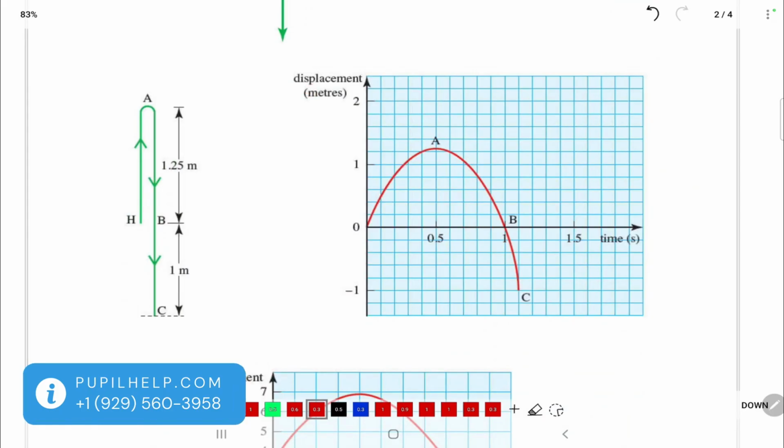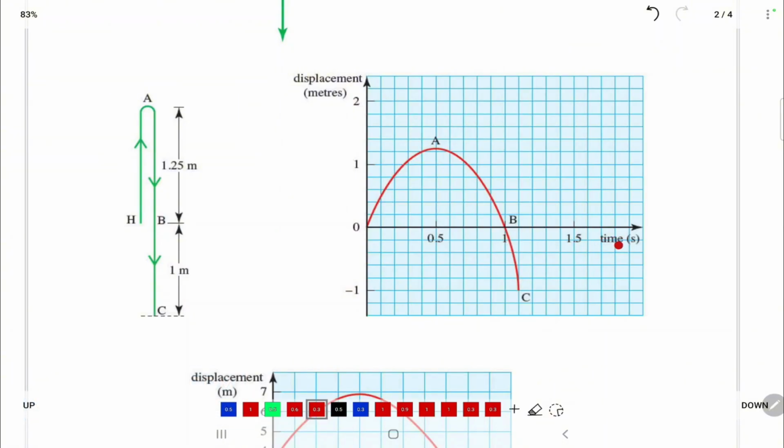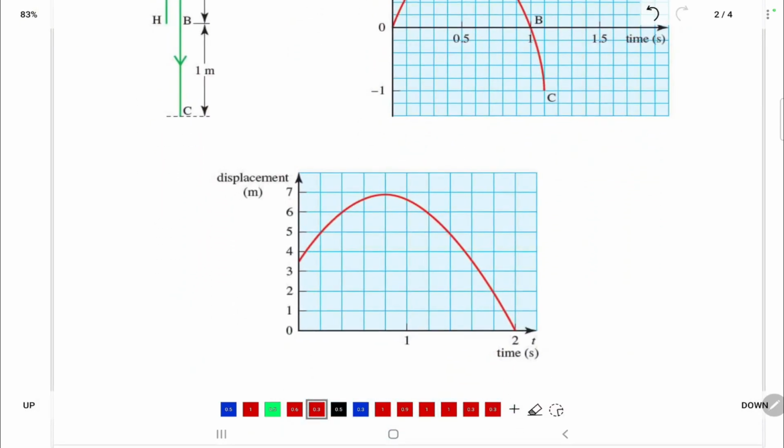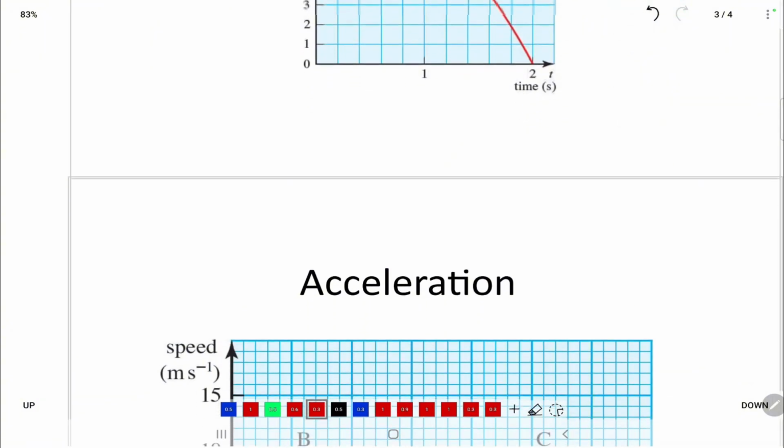Also, we graphed the displacement in meters versus the time for the last example. So this is the displacement-time graph. We represented the movement of a particle by this graph, or this one, the same thing.